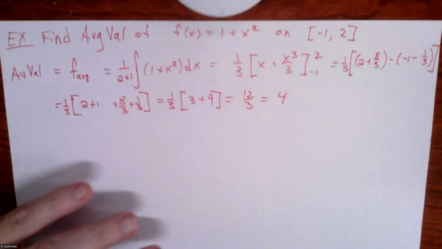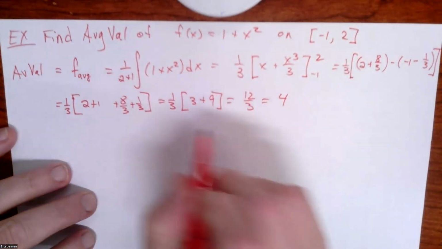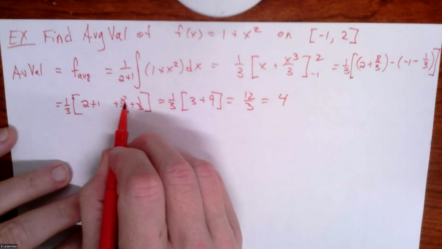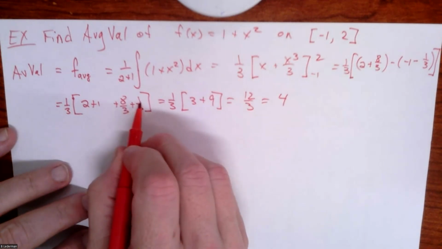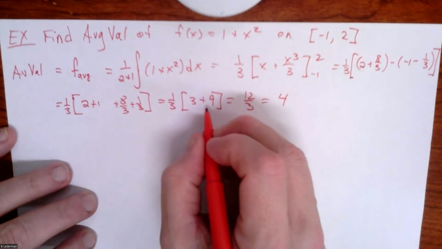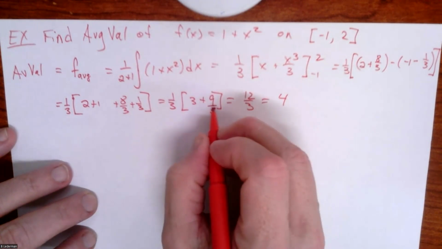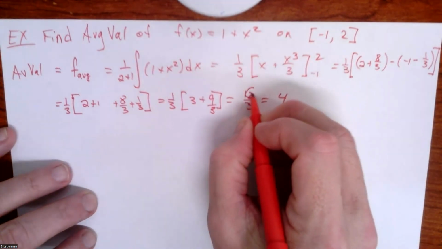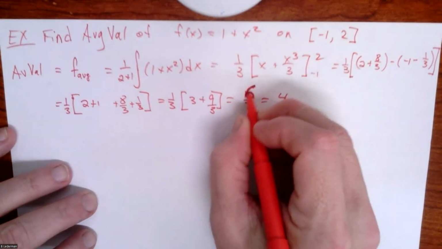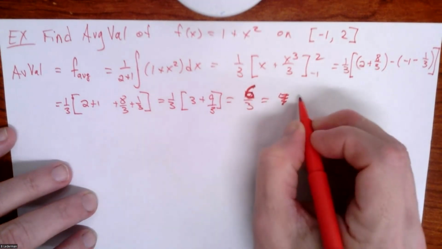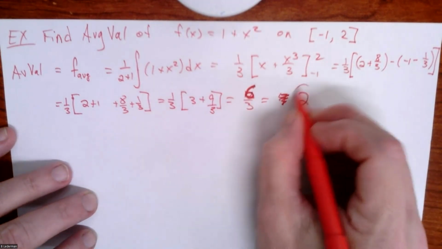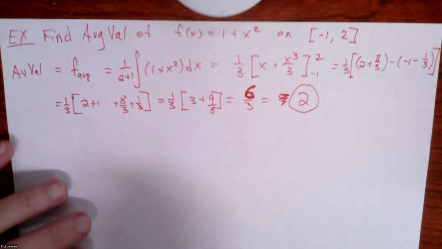Before I go on to the next thing, I caught a little mistake, and I just want to fix it. 8/3 plus 1/3 is 9/3. 9/3 is 3, so 3 plus 3 is 6. So it's 6 divided by 3. So it's actually 2. So the final answer is 2, not 4, but 2.